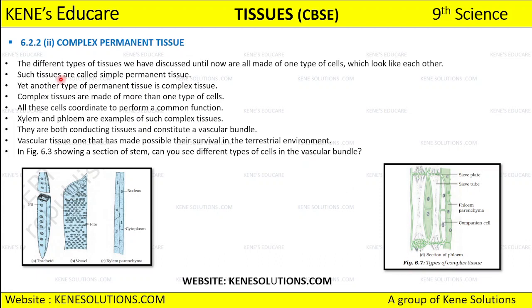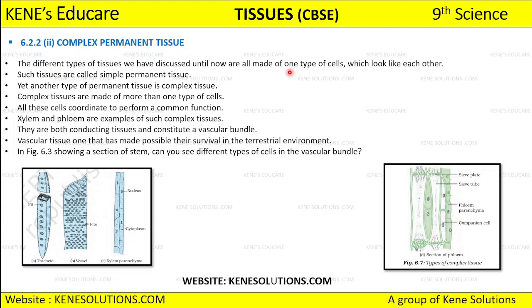Okay, so the different types of tissues we have discussed until now are made up of only one type of cell, because they were simple, all simple tissues. So they are made from only one type of cell, that is, they look like each other. Okay, but now we are discussing complex permanent tissue, right? Because it is complex tissue, you will see that there is more than one type of cell coming together, and they do not look like each other.